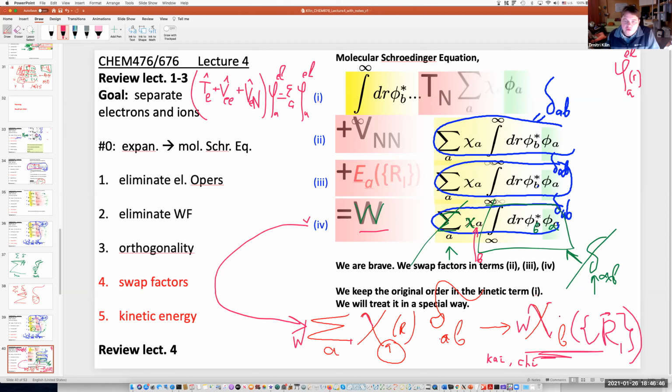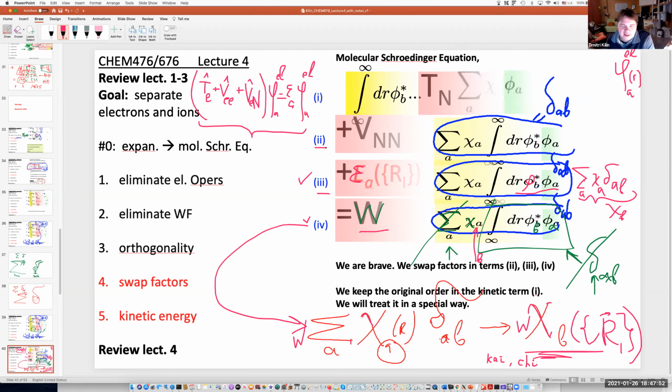Okay. So for term number three, because of this property, we replaced the electronic Hamiltonian with the eigenenergy of the electronic wave function, and we were able to move phi sub b through, move everything through this symbol. So we put it as a factor up front. And then we apply the same trick. We convert the integration of phi sub b, phi sub a into delta ab. Then we perform this summation. And as a result, we obtain only chi sub b. So our trick does work once again.